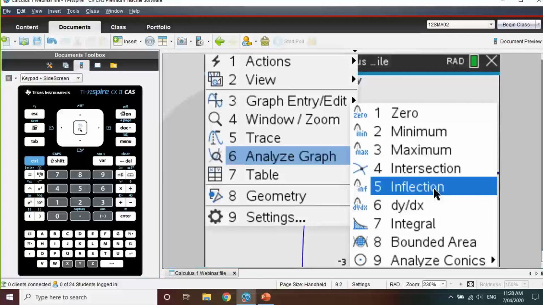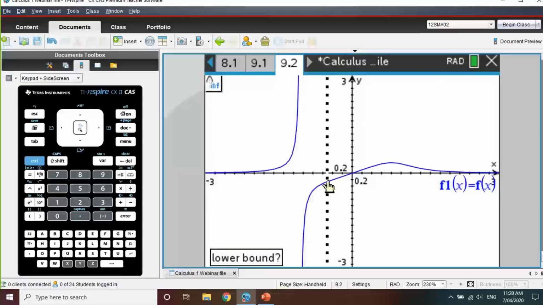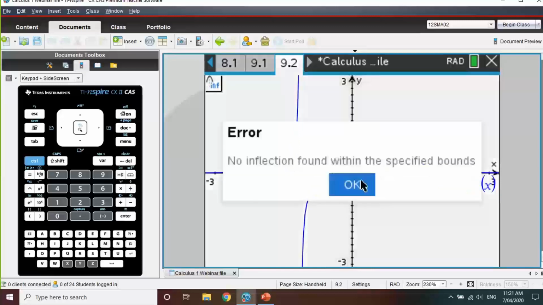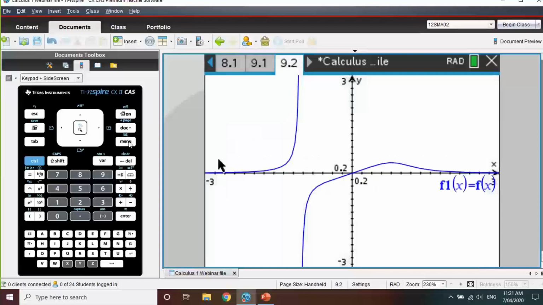So what we can do, because down the bottom here it says lower bound, we would want to try and click to the left of where we suspect there's a point of inflection. Right? We're going to hover over, and as we can see, we're not picking up any points there. So that's yet another way that's indicating to us that at the origin, there's no point of inflection. No good. Let's try that 1.15 now.